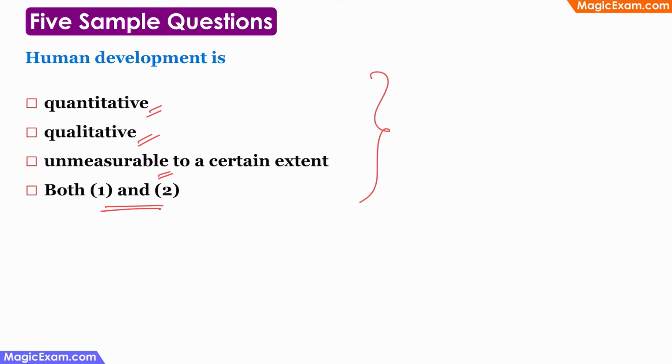Now, we know that human development has physical development, which is quantitative, and it has other aspects like mental and emotional and social development, which are qualitative. Therefore, human development is both quantitative and qualitative. Therefore, option 4, which is both 1 and 2, will be the correct answer here.